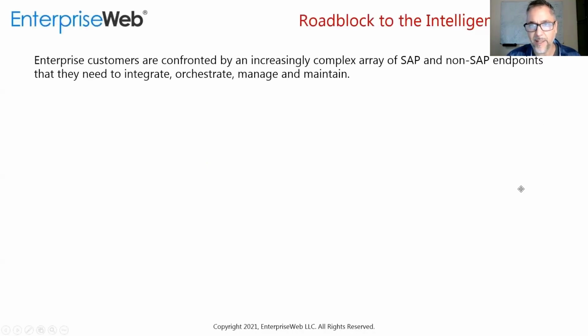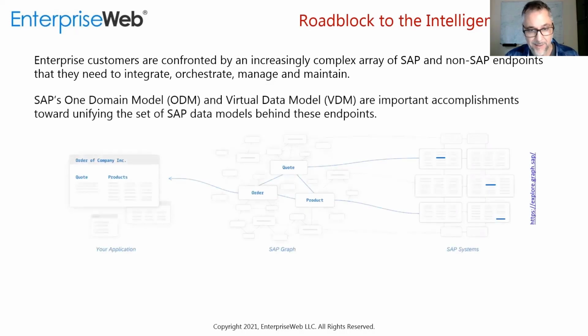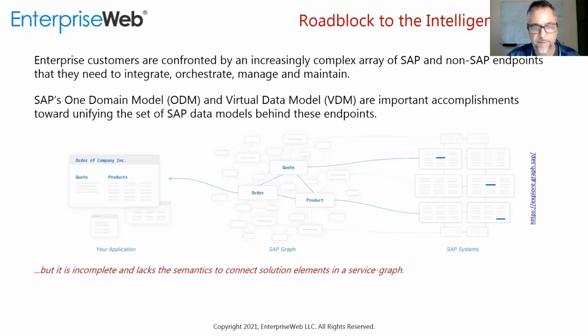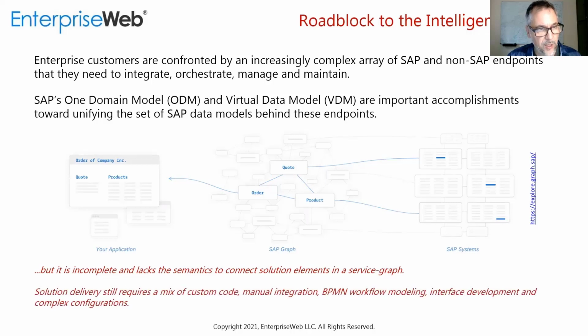SAP customers nowadays, like I said, are confronted with an increasingly complex array of SAP and non-SAP endpoints. So they need to integrate, orchestrate, manage, and maintain across the set of them. Now, SAP has a lot of great development assets, right? They have the Graph API, which is the one domain model, the virtual data model. They have these config files called the IMG SPRO. They've got a lot of great assets that we can leverage, but in and of themselves, those assets aren't fully connected, right? They lack the semantics to fully connect a solution in the kind of way that I'm describing to you. And solution delivery over SAP at this time still requires a mix of custom code, manual integration, BPMN workflow modeling, interface development, and complex configurations that are done with a mix of model and code.